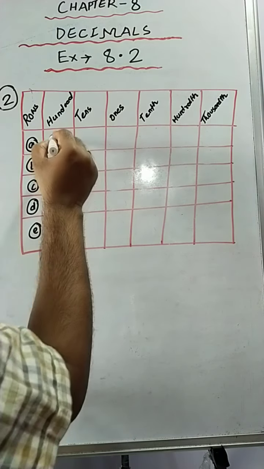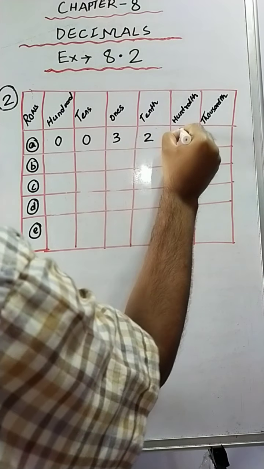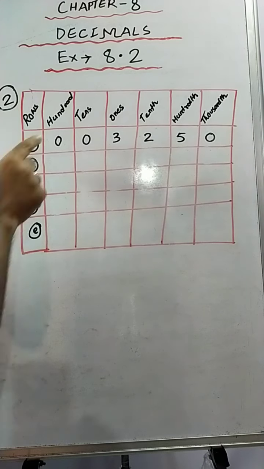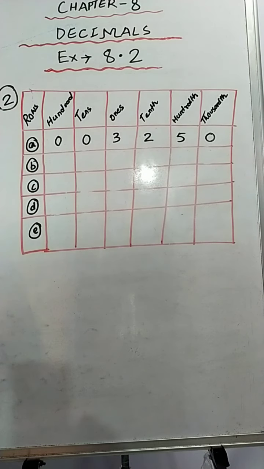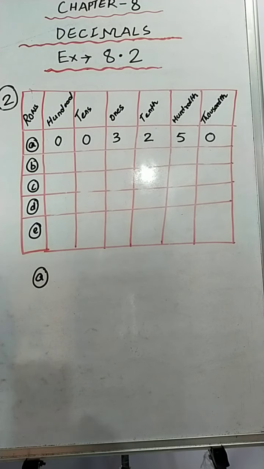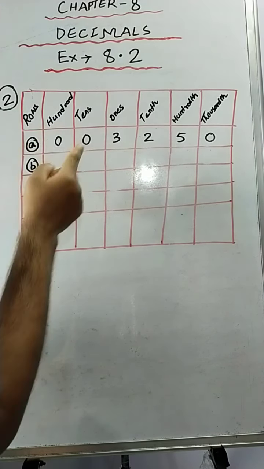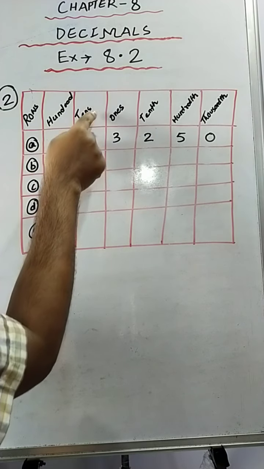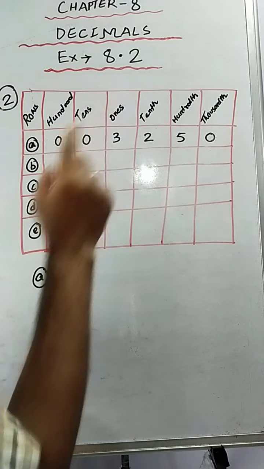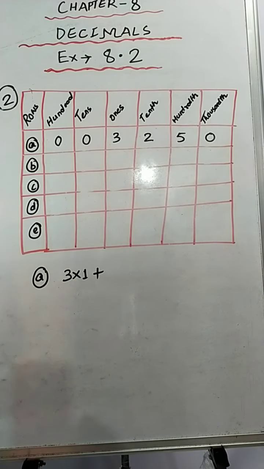003250. Now this is a number which is given, and you have to write this number in the decimal form. So for number A, what would the decimal form be? In the hundreds position, there is no hundred, 0 hundreds. In the tens position, 0 tens. But in the ones position, we have 3 ones. So we write 3 into 1, then we put a plus sign.